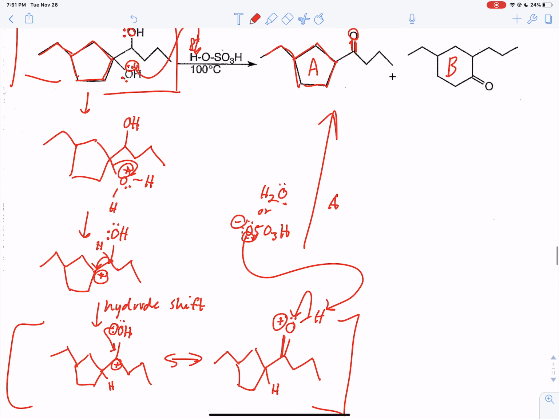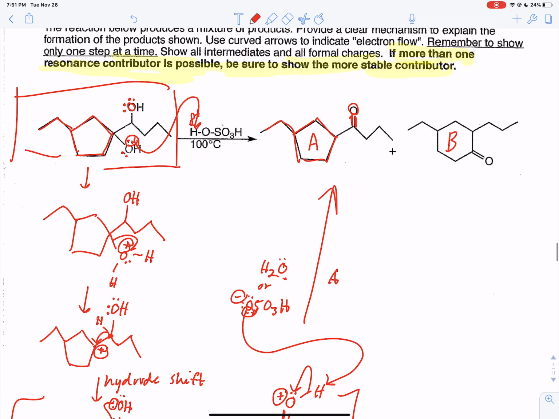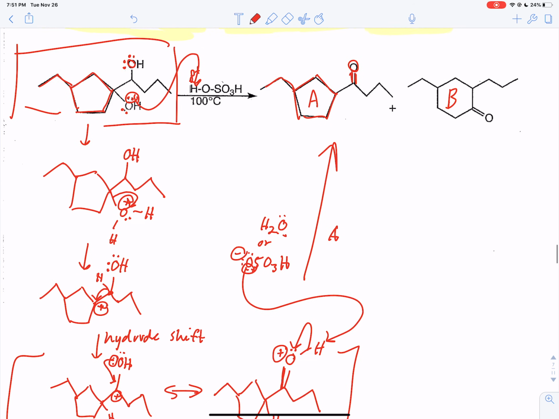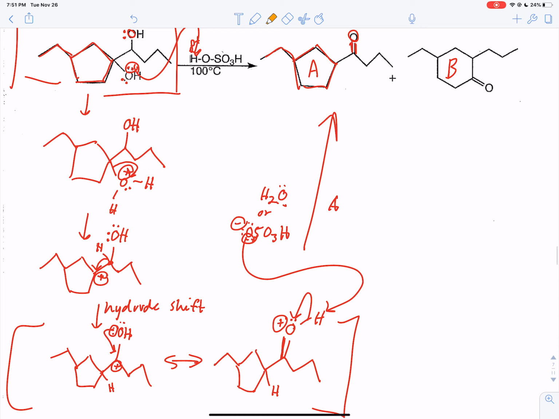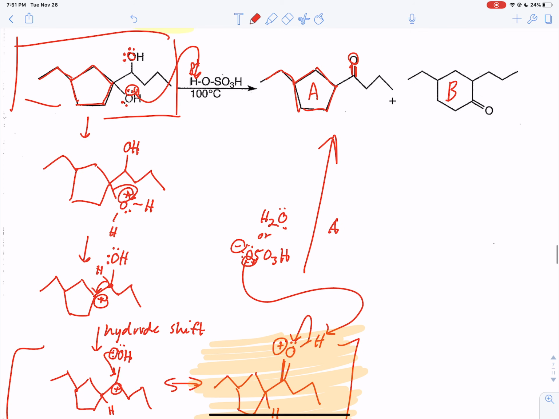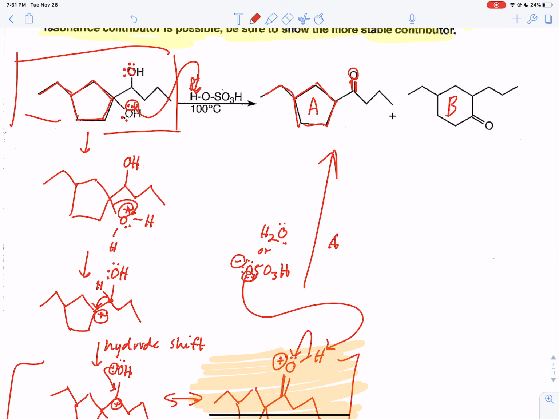No? Okay. And remember the question said, be sure to show the more stable resonance contributor, and that is going to be this one, right? All the octets are fulfilled. So now we need to somehow form this B, okay? And what's the difference we said between our reactant and B is that we've done the ring expansion. Right, so we have to get back to a carbocation intermediate of some sort.